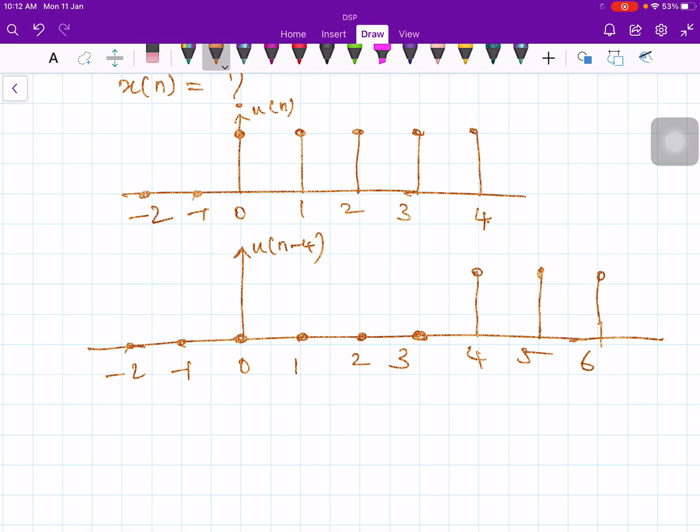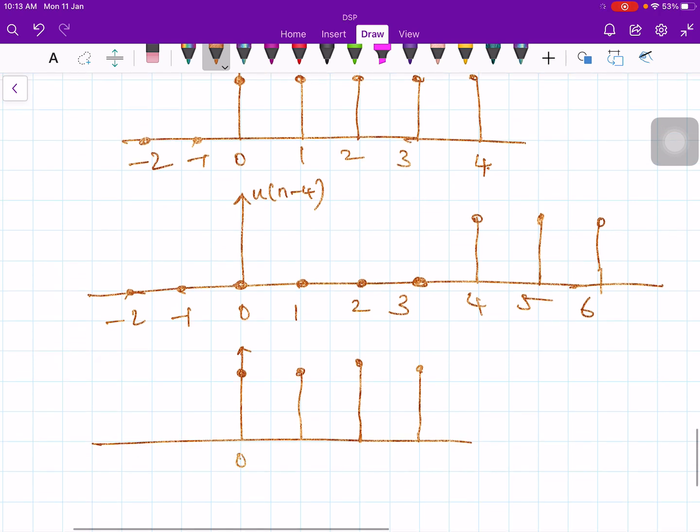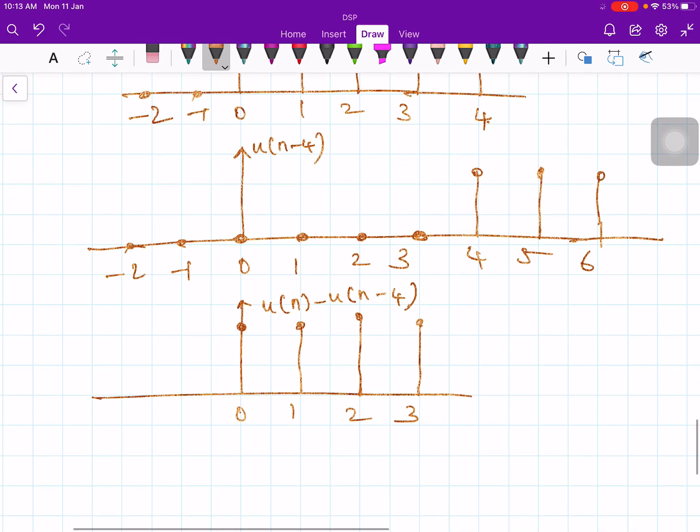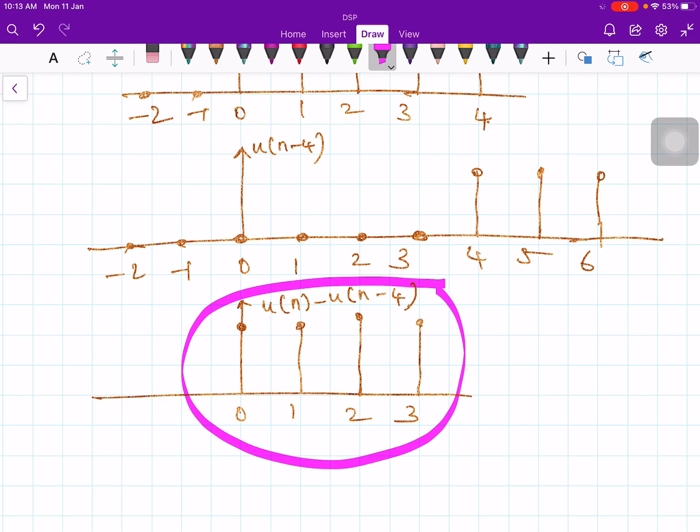Now you subtract u of n minus 4 from u of n. What will you get? You will get a finite length sequence: 1, then 2, sorry, 0, 1, 2 and 3. This is what you will get. And what is this? u of n minus u of n minus 4. This type of function is called a gate function. It exists from 0 to 3.